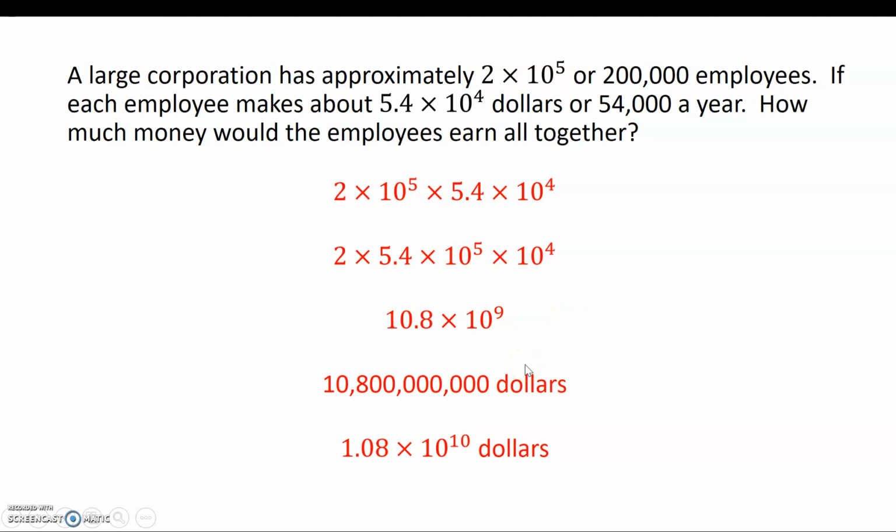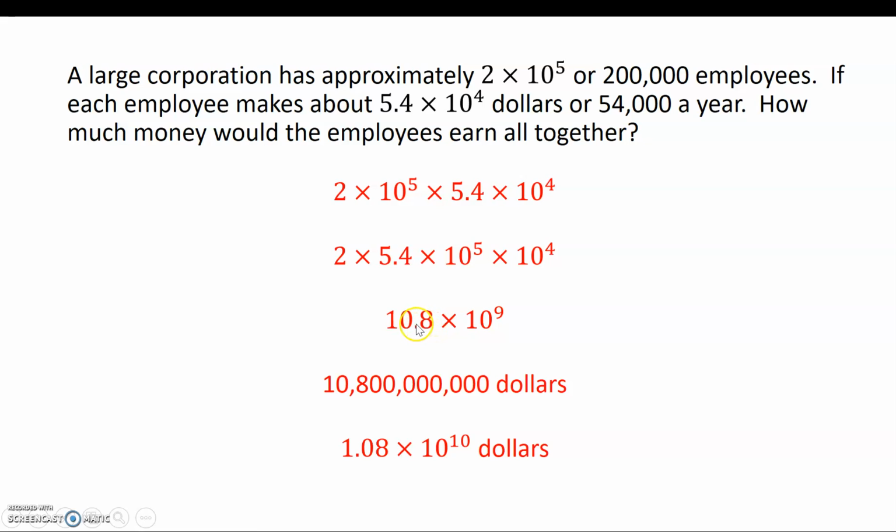But then if you actually wanted to put that into scientific notation, you could put it back into scientific notation from there. You would need the decimal to be in between the 1 and the 0. So then that would make your new first factor 1.08. And then you'd be moving the decimal 10 times to get there. So you know you would have 1.08 times 10 to the 10th, and that would be dollars.